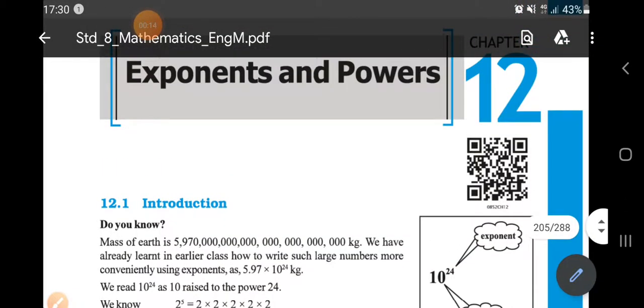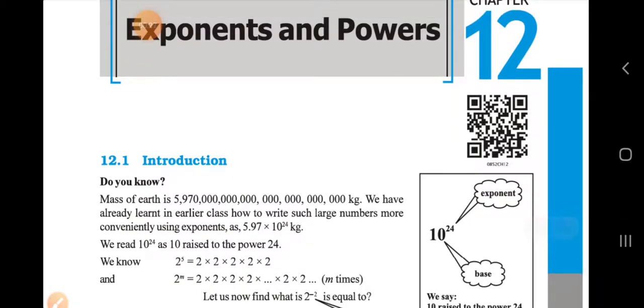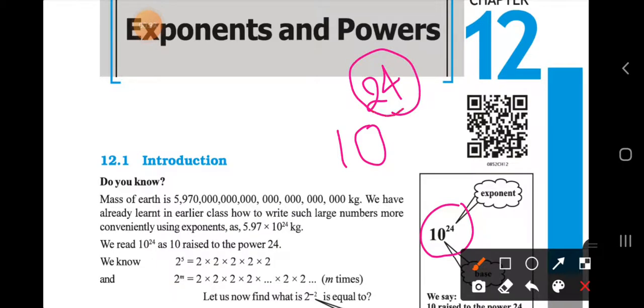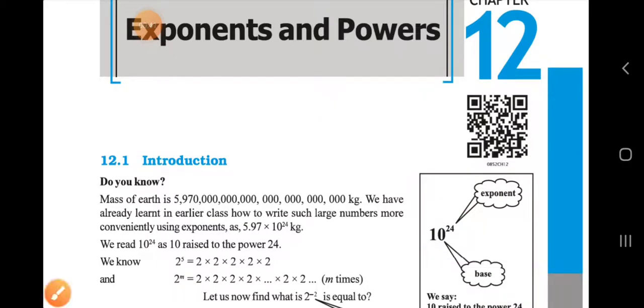Today, in this lecture, we are going to start new chapter number 12, Exponents and Powers. This chapter you have already learned in your previous class. Okay, power and exponent. Here, an example is given: 10 raised to 24, where 24 is known as the exponent or power, and 10 is the base.